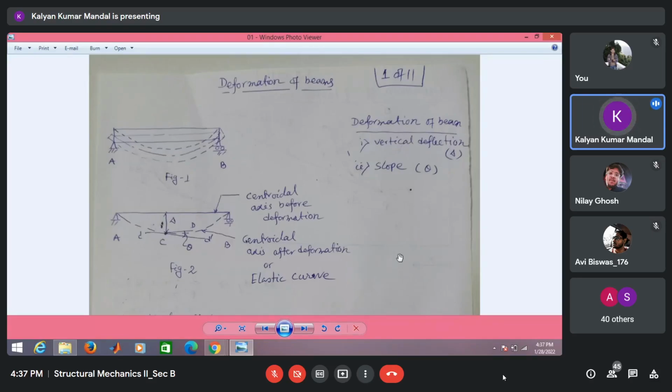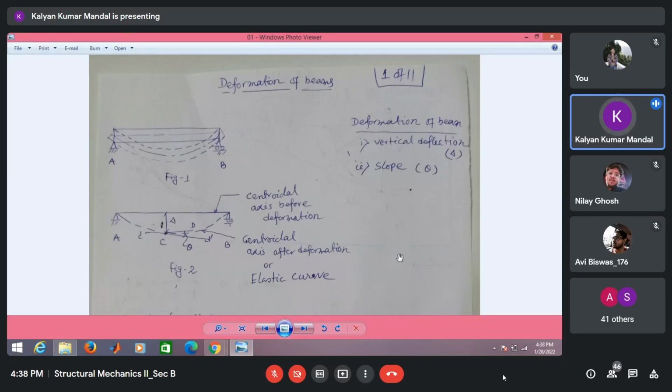In your structural mechanics one, you know how to find the shear force and the bending moment. But the question is why the shear force and bending moment are required. The answer is that shear force, bending moment, and deformation are required to design the beam. That means you have to provide the cross section of a beam in such a way that it can resist the bending moment and the shear force as well as deformation.